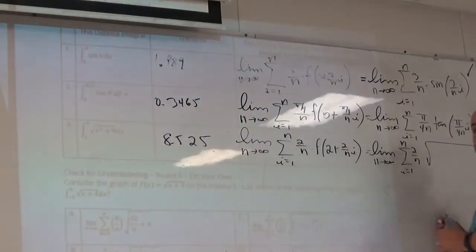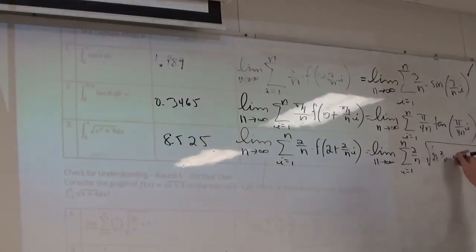Now, f is square root of 2 plus 2 over n squared plus 9. How many guys get at least 2 of these right? How many guys get all 3 of them right? Nice. What's probably going to happen, and I hope is happening at this point, once you see it, you've got the pattern. And there's no need to do every single rectangle.